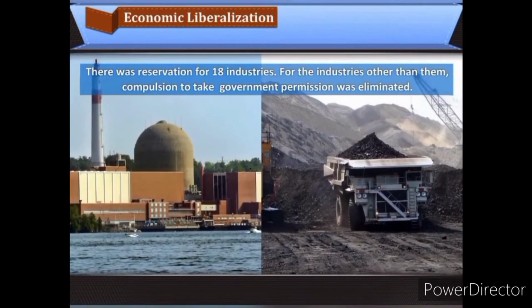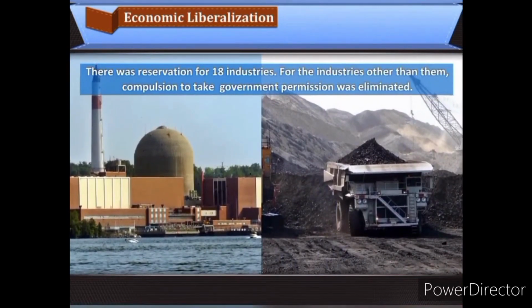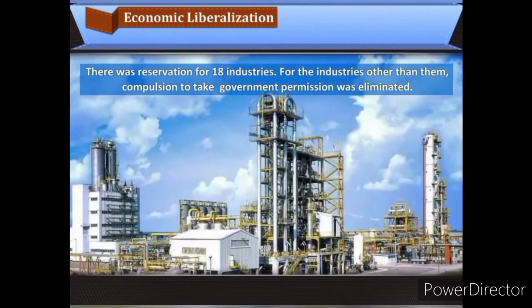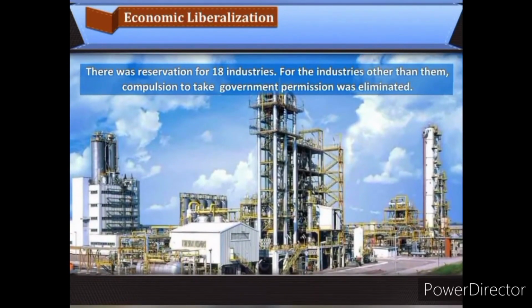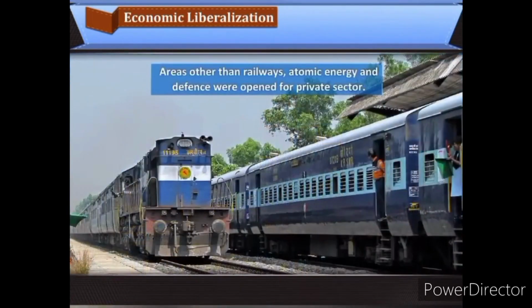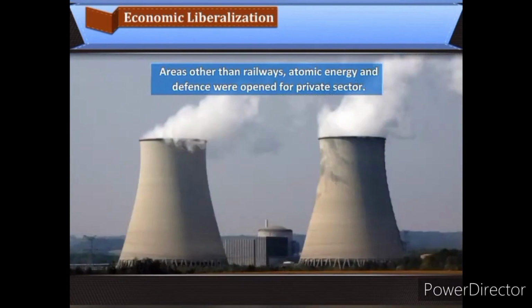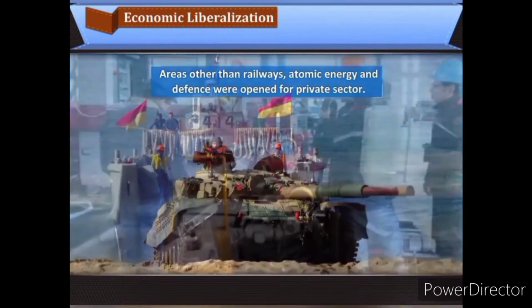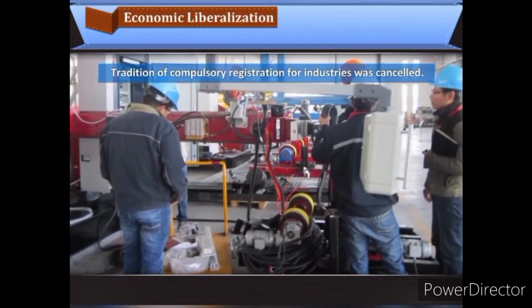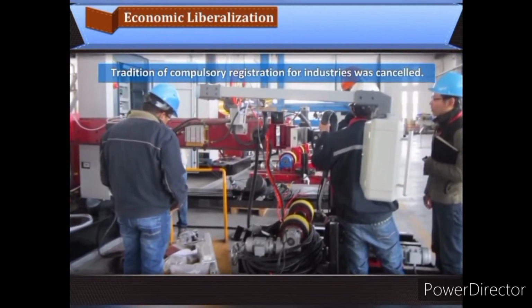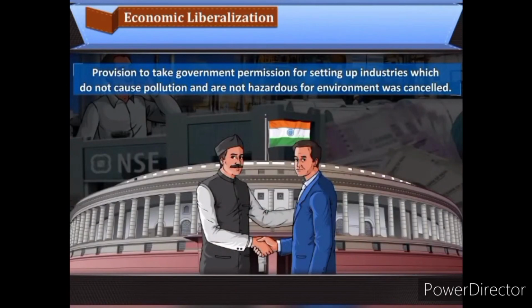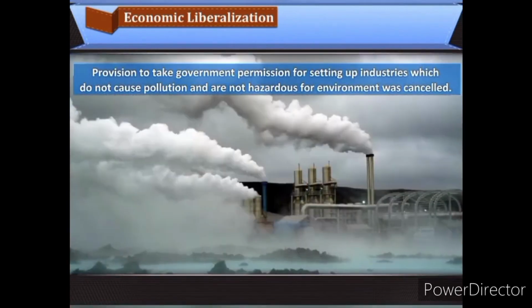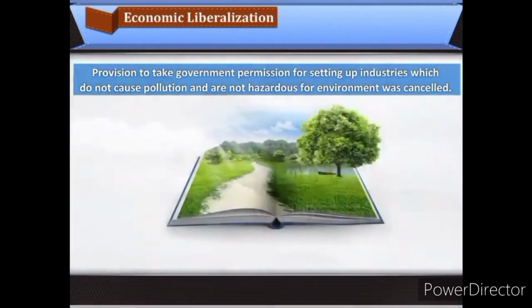There was reservation for 18 industries. For the industries other than them, the compulsion to take government permission was eliminated. Areas other than railways, atomic energy, and defense were opened for the private sector. The tradition of compulsory registration for industries was cancelled. The provision to take government permission for setting up industries which do not cause pollution and are not hazardous for the environment was cancelled.